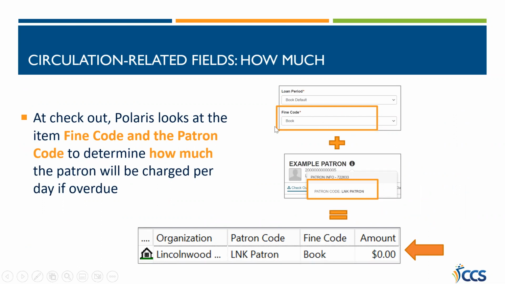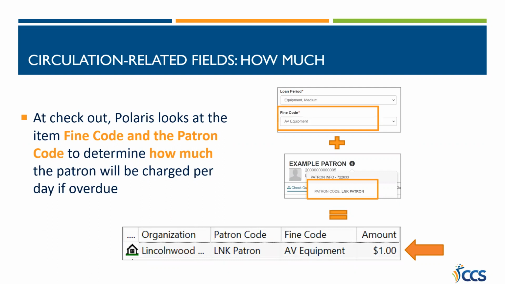It's got the fine code of book. And if that item is overdue, looking at how that is defined on our back end, the rule is set so this patron would not be charged fees. Most of us are fine free, so most of our entries are going to have this $0 value in there. Now, I know some libraries out there will charge for those higher value equipment types.